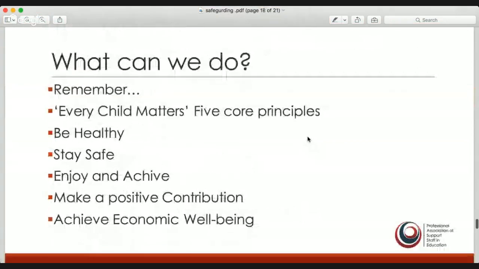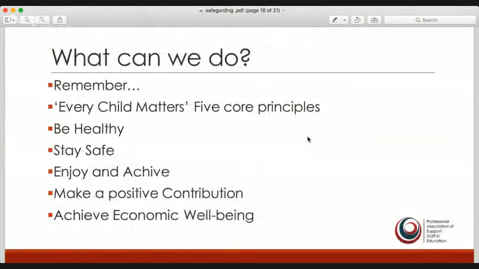So what can we do? I think it's good to remember, if you're doing your level 2 or your level 3 support in teaching and learning, one of the pieces of legislation that you're asked to research is the Every Child Matters Green Paper. And in particular, we're just looking here at the 5 core principles. Every child, every young person has the right to be healthy, to stay safe, to enjoy and achieve, and to make a positive contribution and achieve economic well-being.